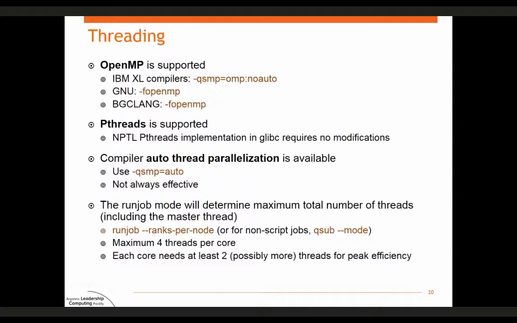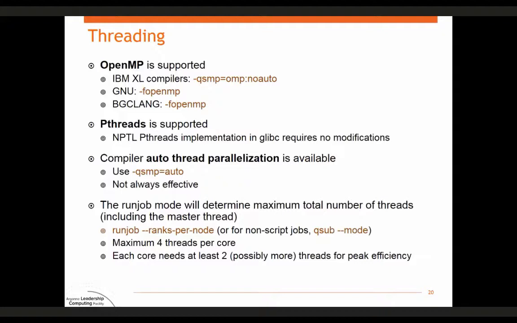pthreads is supported. It's the NPTL pthreads implementation in glibc. You shouldn't require any sort of modification. There's no special sauce for working on the Blue Gene with pthreads. There is auto thread parallelization available with the XL compilers by adding -qsmp=auto. My personal experience is that it's not always effective, and it's often a little bit slower. But if your threads don't contain any sort of external dependencies and your functions are relatively short and relatively clean, it's usually a safe option to throw in just to see what will happen.